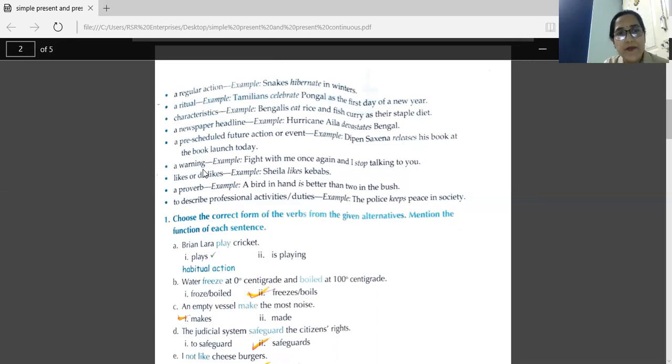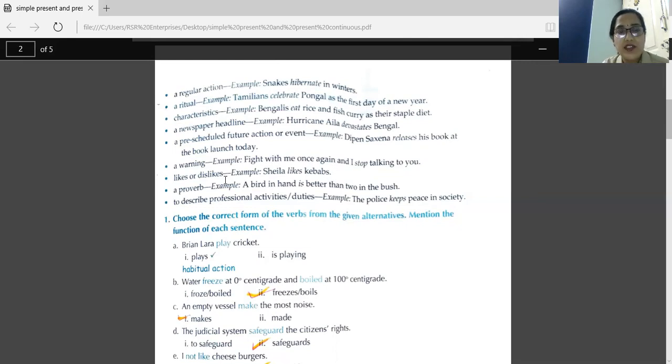Let's see next one, a warning. If we are giving any warning, there also we have to use simple present tense. See this example. Fight with me once again and I stop talking to you. So this is warning. Stop. This is the verb and this is first form of verb. So this is simple present tense. Fight is also simple present tense.